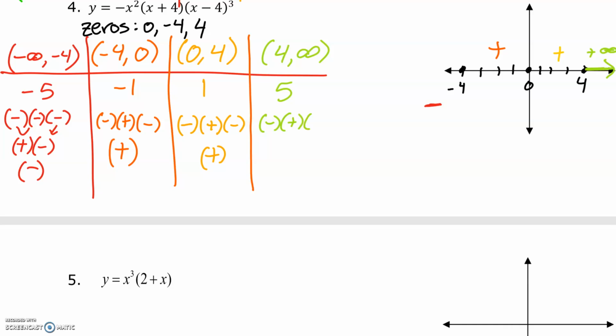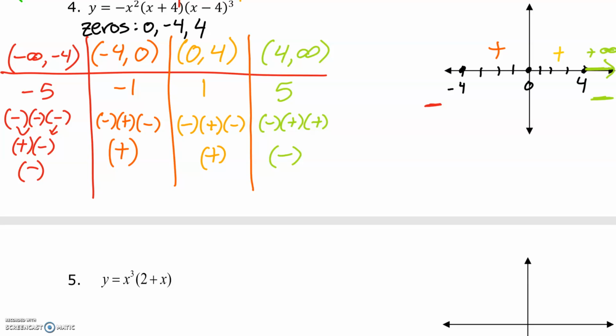5 minus 4 is 1. 1 cubed is going to end up being positive. So we end up with negative times a positive, which is overall negative. So our solution is going to be below the x-axis.